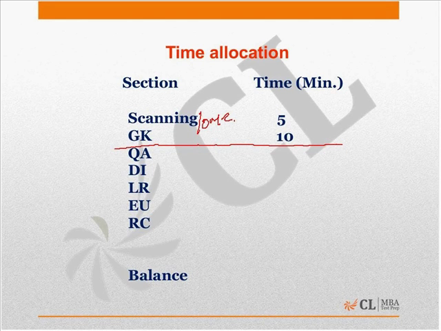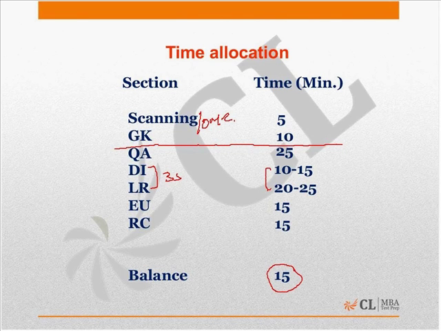Next, quant. 25 minutes. You could start by saying, let me give 25 minutes to quant, 10 to 15 minutes to DI, and 20 to 25 minutes to LR. In other words, between DI and LR, you can look at about 35 minutes or so, whether you call it 20 plus 15 or 10 plus 25. And when it comes to EU and RC, another 15 minutes each. And it leaves you a balance of 15 minutes.